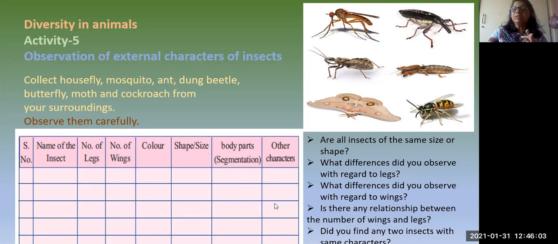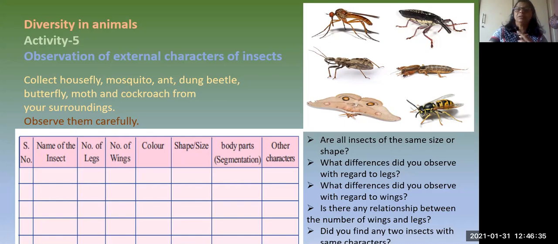Are all insects of the same size or shape? Obviously may not be, isn't it? What differences do you observe with regard to legs? I told you three pairs are there, four pairs are there, more than four, like that. You just go through that. What differences did you observe with regard to wings? Are they wingless? How many wings are present? All this. Is there any relationship between the number of wings and legs?